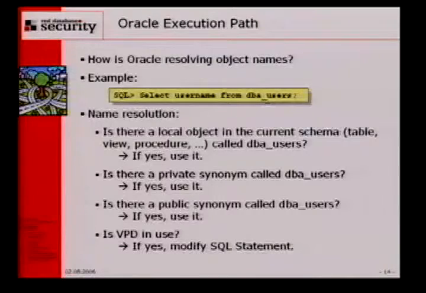Before modifying objects, we must think about how Oracle is resolving object names. So what happens if you are submitting a statement, select username from dba_users? Then Oracle checks first, is there a local object in the current schema called dba_users? If yes, use it. Normally there is no such object in the current schema. Then it checks for a private synonym called dba_users. If yes, use it. Then for a public synonym. And normally there's a public synonym called dba_users. And depending on the object, Oracle modifies the SQL statement afterwards if virtual private database, VPD, is active.